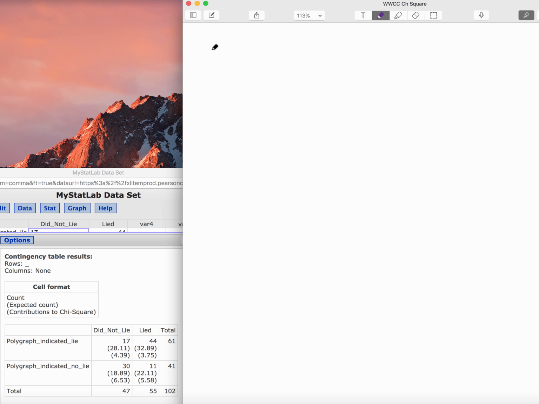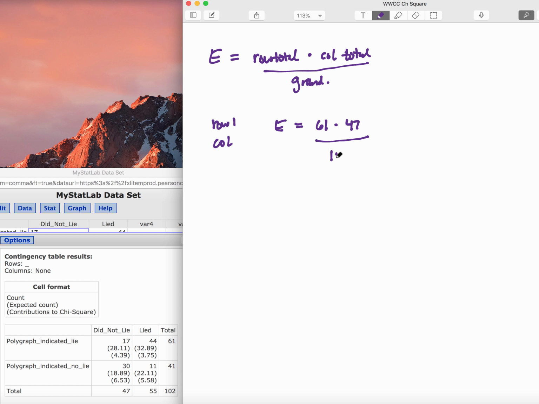So to get expected counts, we take a row total, multiply by a column total, and divide by a grand total. And because we have 4 cells, you need to do this 4 times. So for that first cell, row 1, column 1, so that's the did not lie and then polygraph indicated lie, our expected count is going to be a row total, 61, multiplied by the column total, so that's 47, divided by the grand total, so that's 102. So we're going to need to do that math. I'm going to go to my calculator right here. Do 61 times 47 divided by 102. And I get 28.10784314. So out to a lot of decimal places.